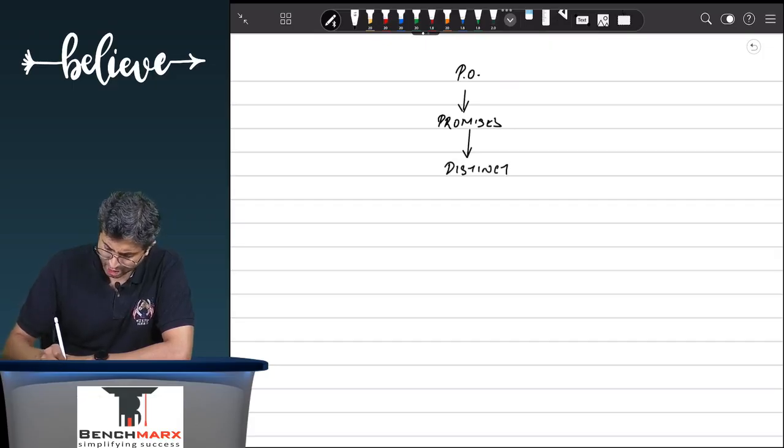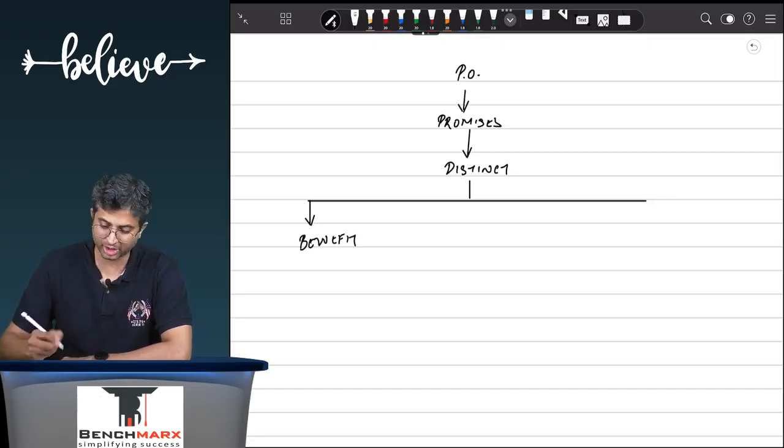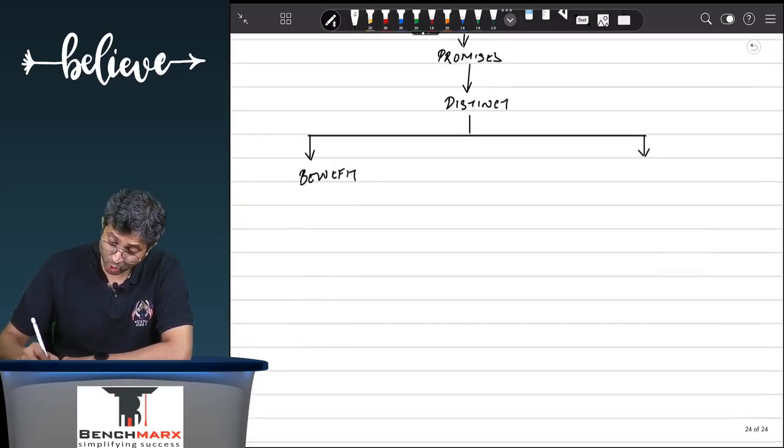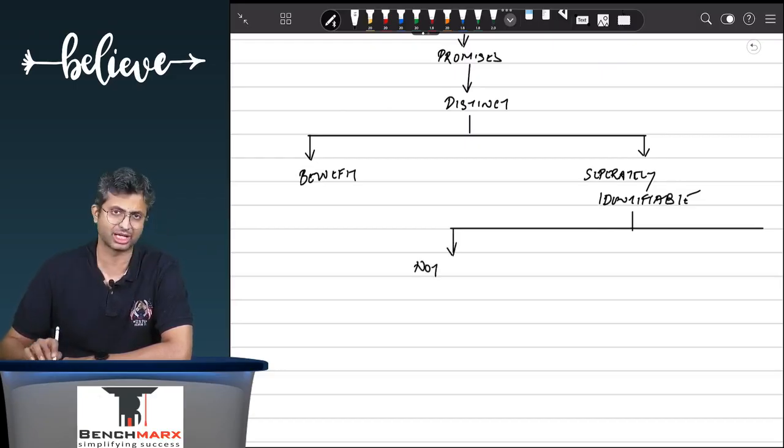When is it distinct? Where each promise gives a separate benefit. So there is separate benefit which is received now. Typically we do assume that for every promise you are going to get some benefit. So each promise results in a separate benefit which is separately identifiable. When is it separately identifiable? Well, it is separately identifiable if it is not, it's a negative definition, if it is not a part of a significant integration exercise.